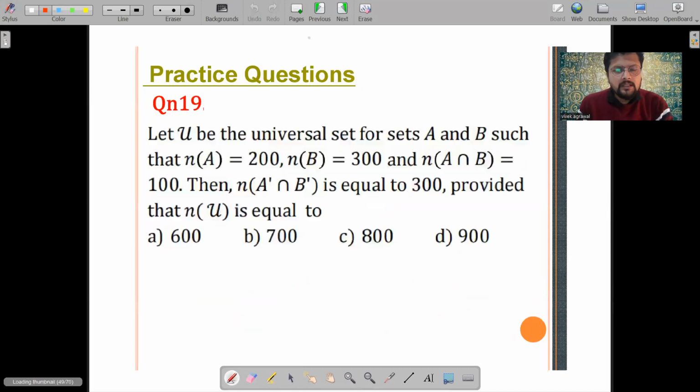Okay. Let's move to the next question. Let U be the universal set for sets A and B such that the number of elements in A is 200, the number of elements in B is 300, and A intersection B is 100. Now it's asking you the number of elements in A dash intersection B dash. That is also given, 300. Then it is asking you the number of elements in universal set U.